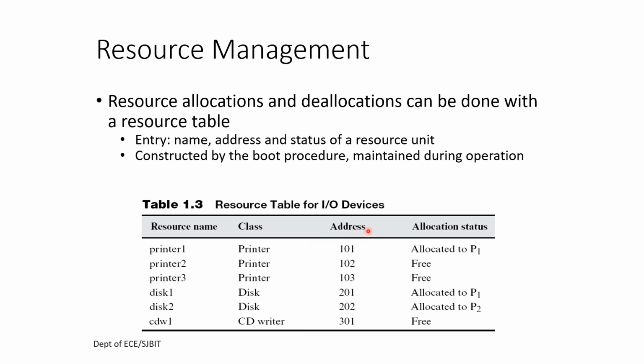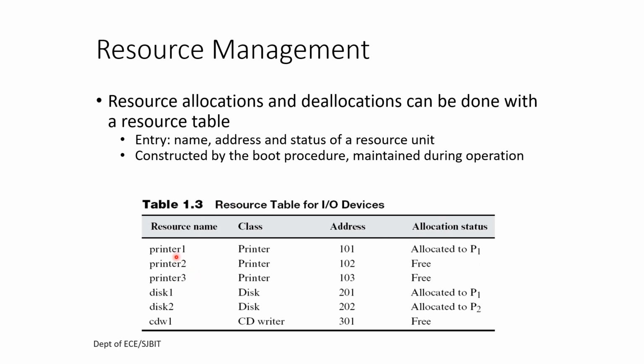Next is the address of each resource. Printer 1's address is 101, printer 2 is 102, printer 3 is 103, disk 1 is 201, disk 2 is 202 and CDW1 is 303. The next column is allocation status, which specifies whether that particular resource is allocated or free. If it is allocated, in which program it is allocated. That information is also included in this resource table.